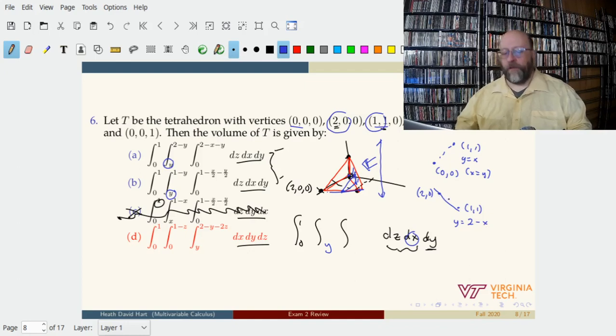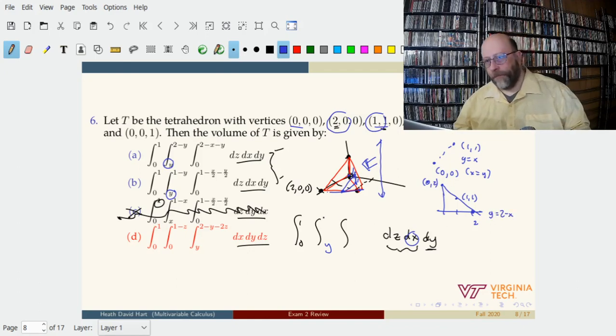Oh no, I didn't do this right. That's 0, 2 and 1, 1. Two 0 is over here, and 1, 1 is this point here. And if we extend the line, it does go through 0, 2. And so it's still the equation y equals 2 minus x. I just drew the picture wrong. There we go.